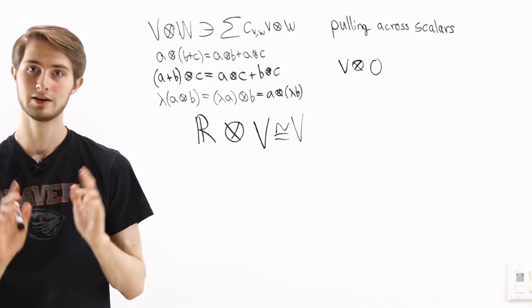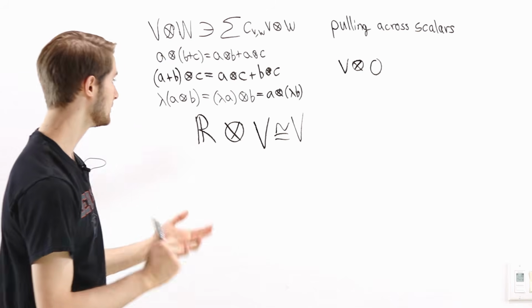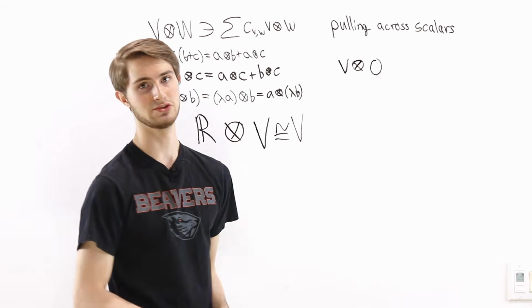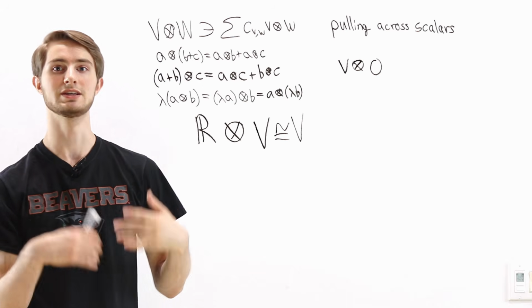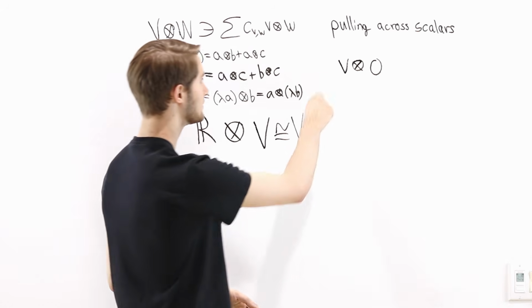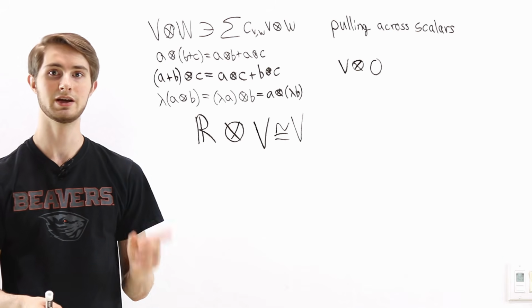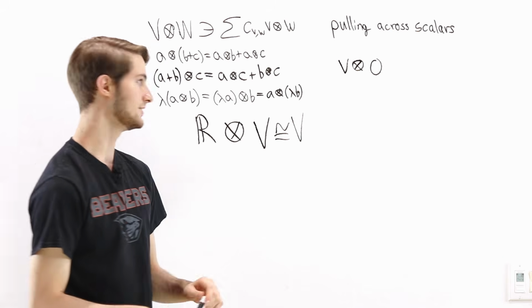But before we do that, think about it intuitively. We want the tensor product to look like multiplication. So what is v times 0? Well, of course, that's just going to be 0. So we kind of expect this in the tensor product to be the 0 element. And in fact, we will show that that's the case.